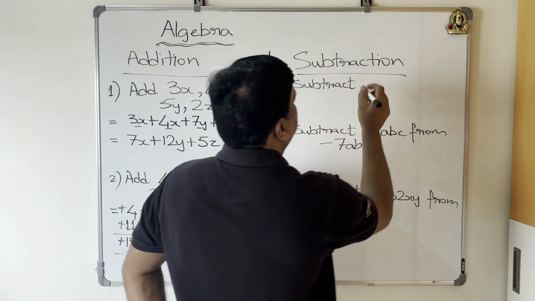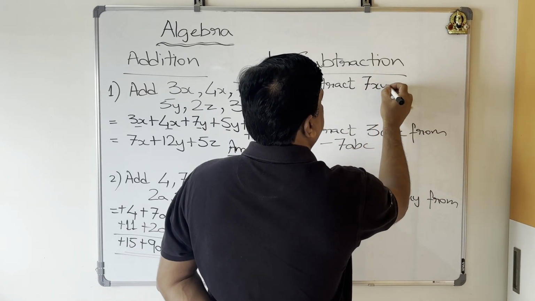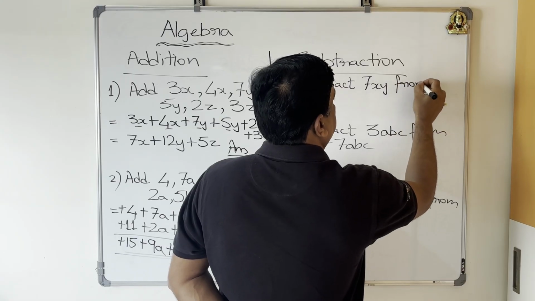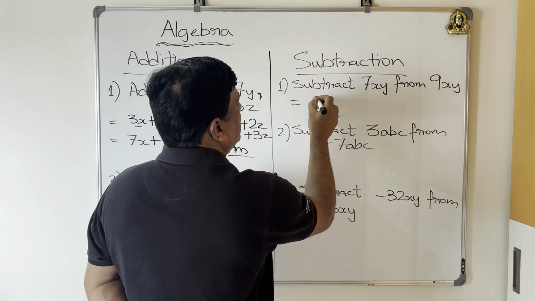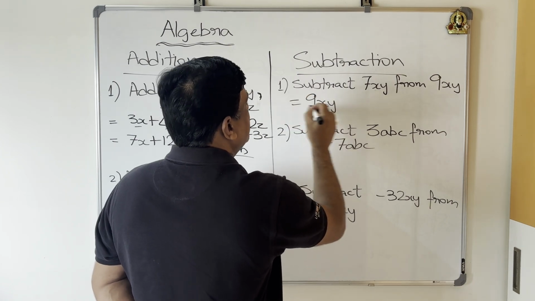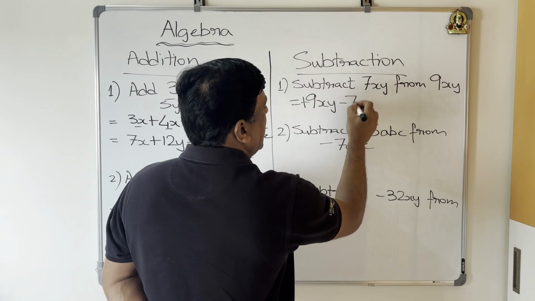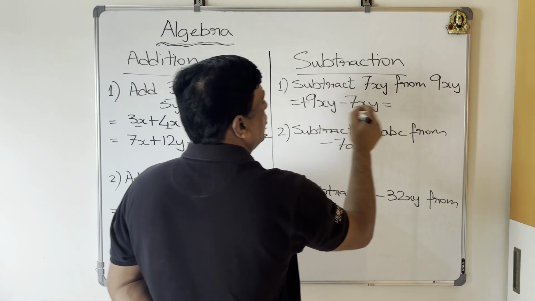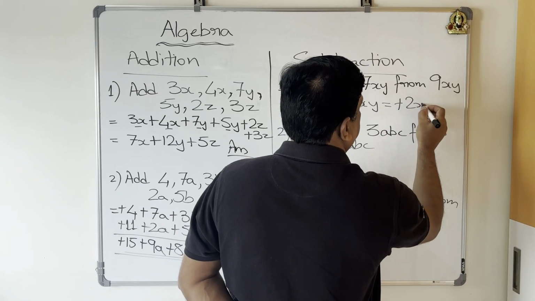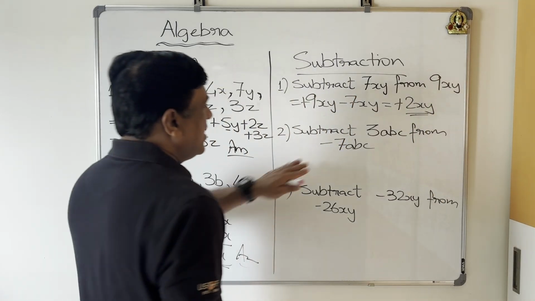So this is subtract 7xy from 9xy, right? So that is nothing but 9xy. This is a positive sign, minus 7xy. So since both the terms are the same, you're going to do plus 2xy. That's your answer, right? Come to the next one.